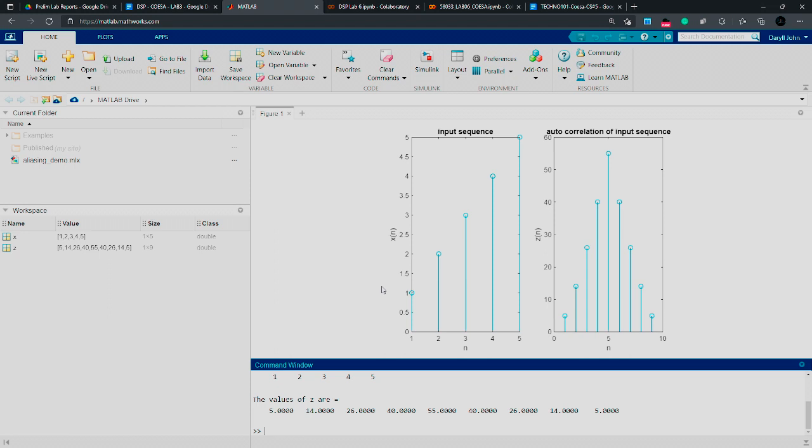With that, we can see that the autocorrelation function works with the built-in function of MATLAB, which is xcorr. So that's all for the discussion of this item for the DSP final requirement.